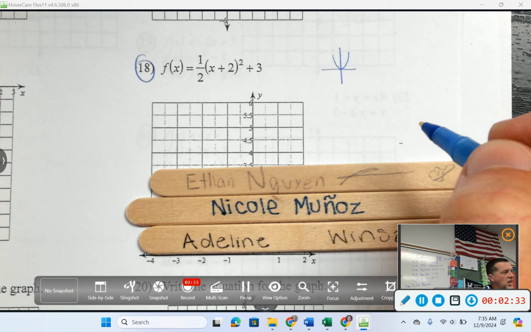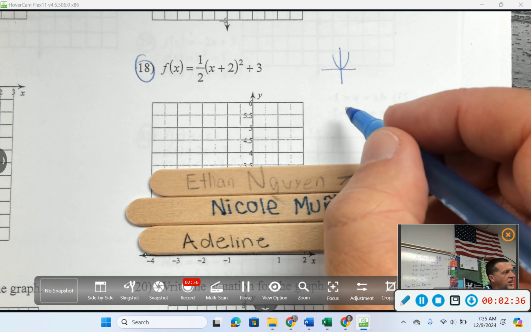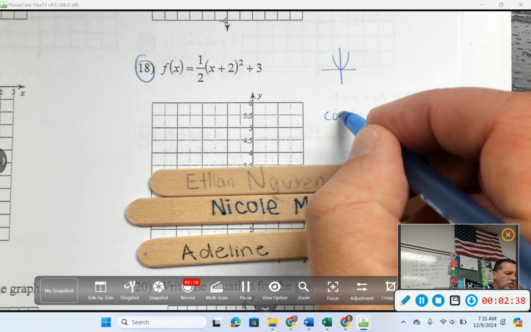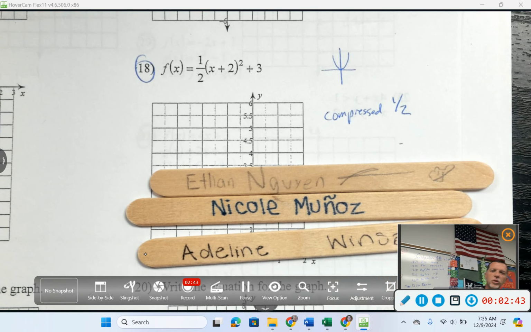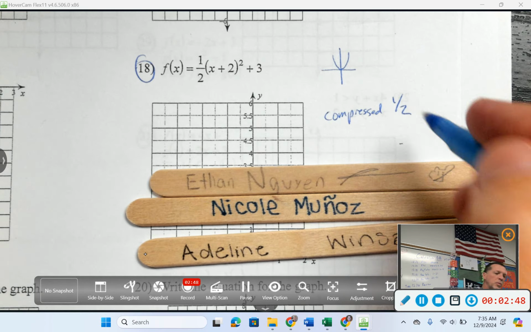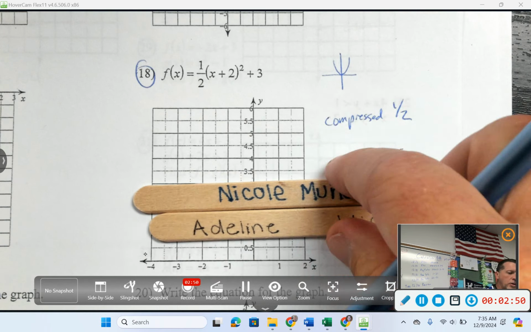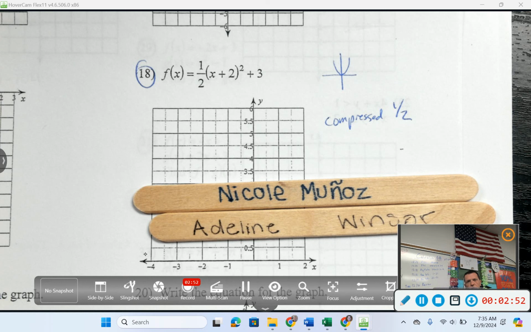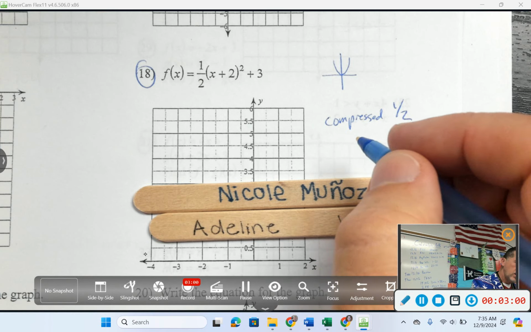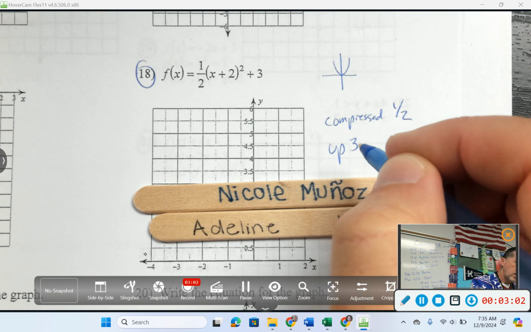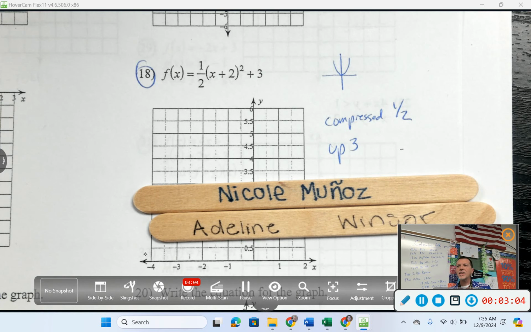It's like stretched. Okay, by how much? 1/2. Okay. So you said stretched, which is okay. Compressed, squished, smashed. You could say stretched as long as you multiply the y values by 1/2. It doesn't really matter what you call it, as long as you squish it. Nicole, what else has happened to number 18? Up 3. And Adeline, what else? What's that last thing? Left 2.